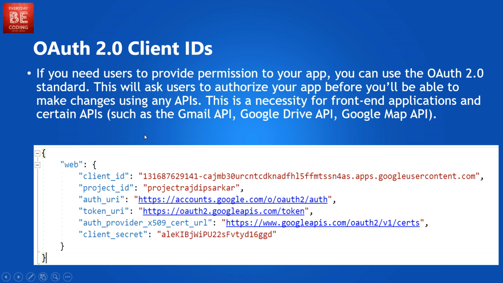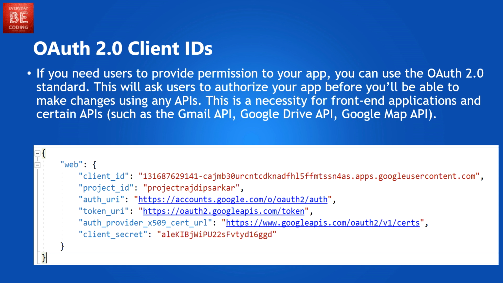When you create a particular application, and this application obviously accesses Google API resources, in this case, when I start my application the first time, or if you have made any modification to this particular API, every time this will ask users to authorize your app before you will be able to make changes using any APIs. This is necessary for front-end based applications and certain APIs such as the Gmail API, Google Drive API and Google Maps API. You can also use it for a server-side application.